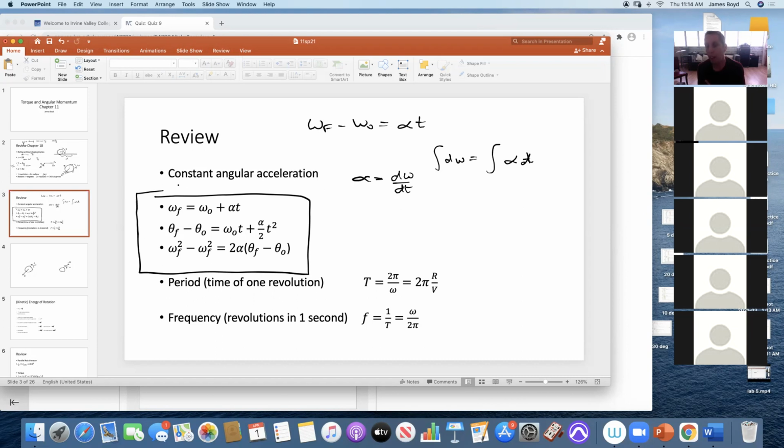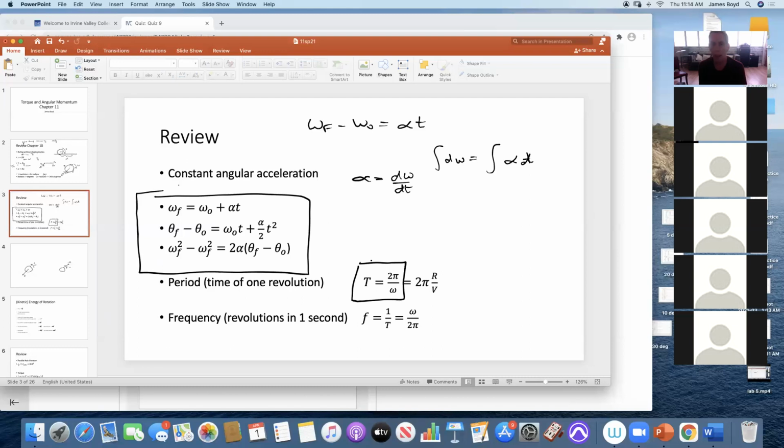Since r over v, though, is omega, the period is directly related to omega. And the period is how long, the time it takes to make one revolution. The Earth goes around the sun in 1 year, pi times 10 to the 7th seconds.